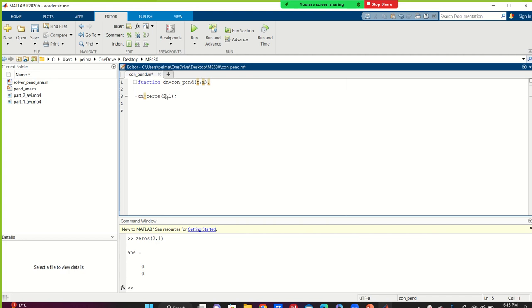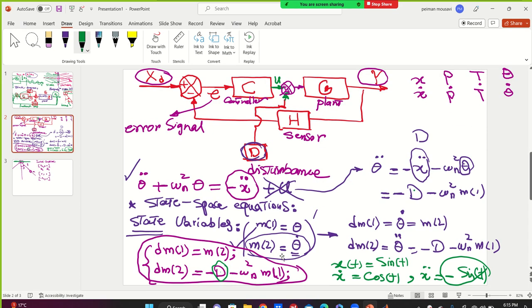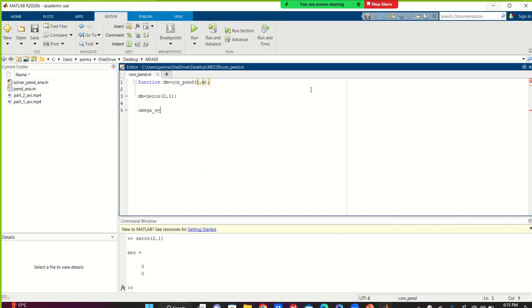So now I'm going to define omega n of the system. Omega n. Why? Because I have to put it here. You see that? Yes, guys? Okay, so omega n of the system, I'm putting, I don't know, 5 radians per second. I'm commenting that it is in radians per second. This is how you comment in MATLAB. Percentage sign, and you write the comment.